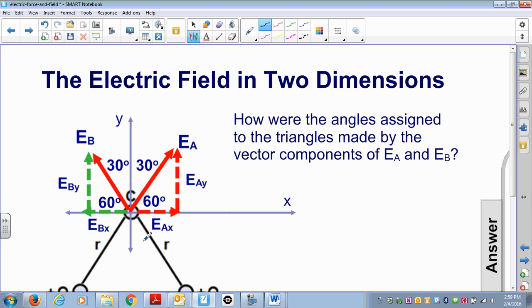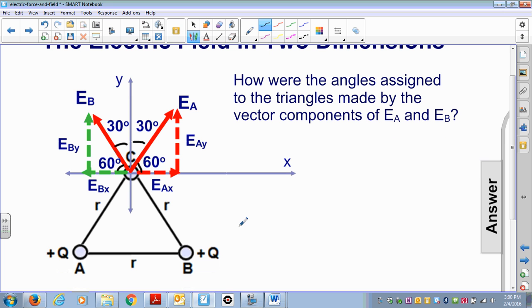Okay, we know from the fact that this is an equilateral triangle that this angle is going to be 60 degrees, this one too, and that means that this angle is going to be 30 degrees. It doesn't matter which angle you use. You can use the 30 degree and then the opposite side is the x component and the adjacent side is the y component, or you can use the 60 degree angle where the opposite side is the y component and the adjacent side is the x component. It doesn't matter. So how were the angles assigned to the triangles made by vector components EA and EB?